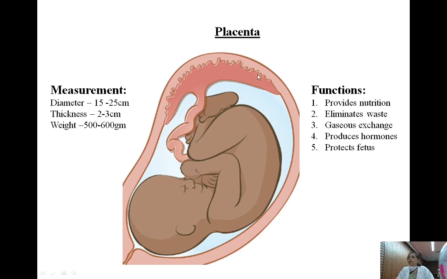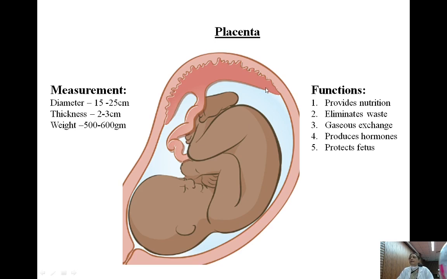Normally it is connected to the upper part, that is on the posterior wall, but sometimes it may be connected to the anterior wall. Sometimes it may be anywhere, or it may be attached just above the opening of the uterus, that is known as the internal os, and that condition is known as placenta previa. The normal diameter of this placenta is about 15 to 25 centimeter, and the thickness is about 1 inch. Nobody usually weighs it unless research is going on the placenta, but its weight is about half kilo, that is 500 to 600 gram.